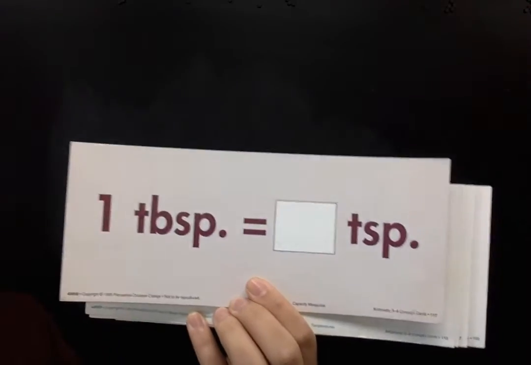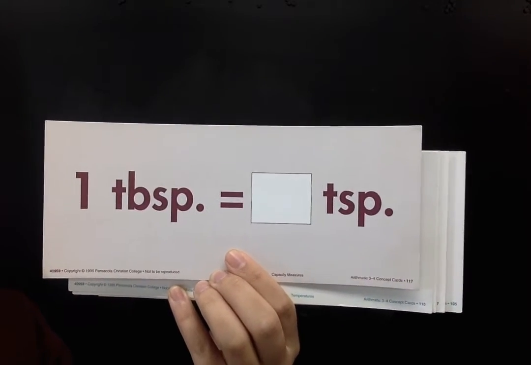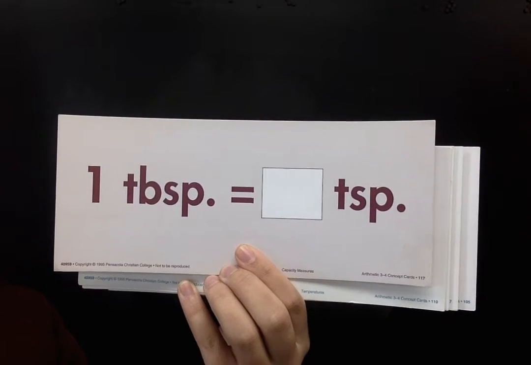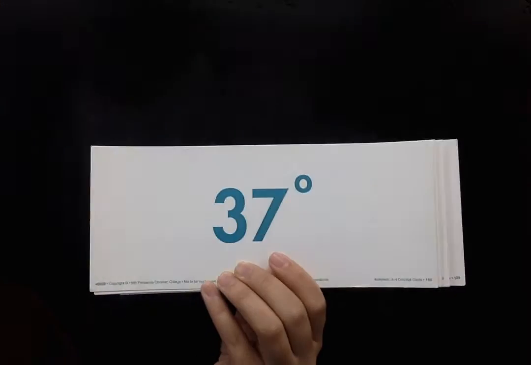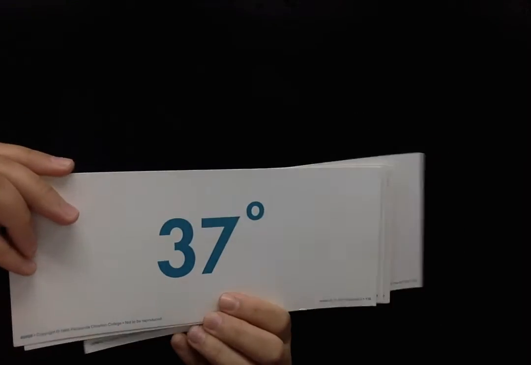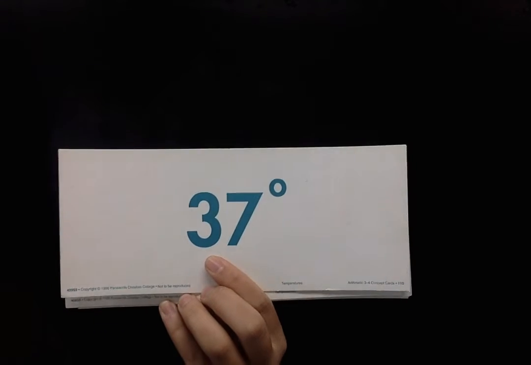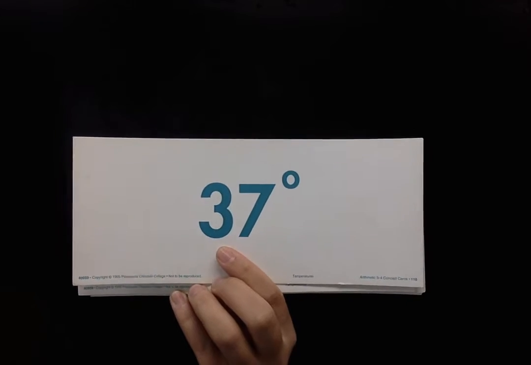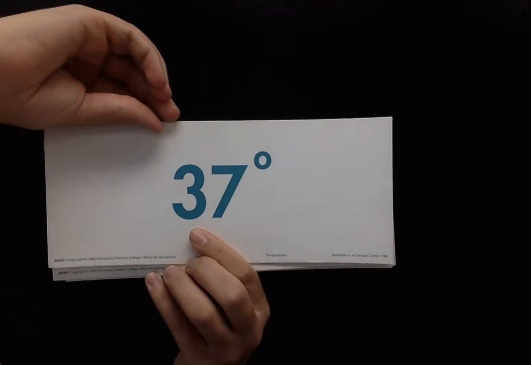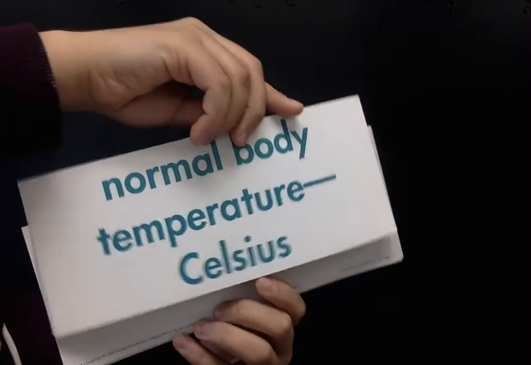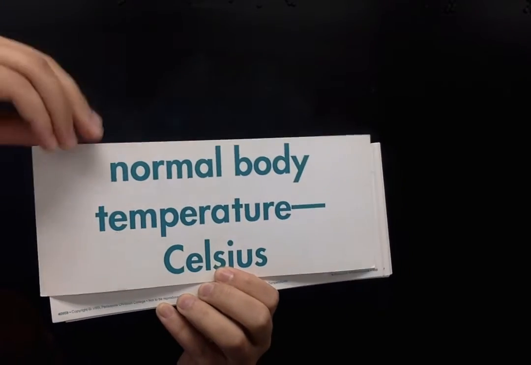We have 1 tablespoon. How many teaspoons did we learn are in 1 tablespoon? 3. There are 3 teaspoons in 1 tablespoon. Now, can you tell me what this is the temperature for? 37 degrees is the temperature for what? Go ahead and say it out loud if you know it. It is the normal body temperature Celsius.